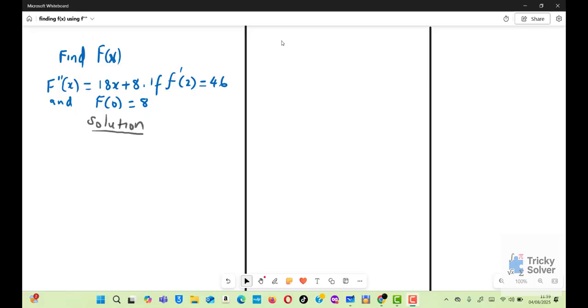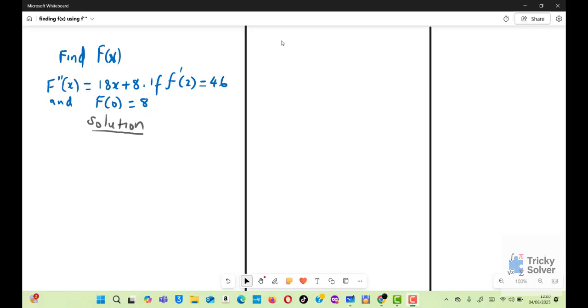Today we'll solve a calculus integration problem where we are given the second derivative and we need to find the original function. So let's dive in. We are given the second derivative of a function, f double prime of x, which is 18x plus 8, and two conditions that will help us find the constants after integration. The first condition concerns the first derivative: f prime of 2 is 46 and f prime of 0 is 8.